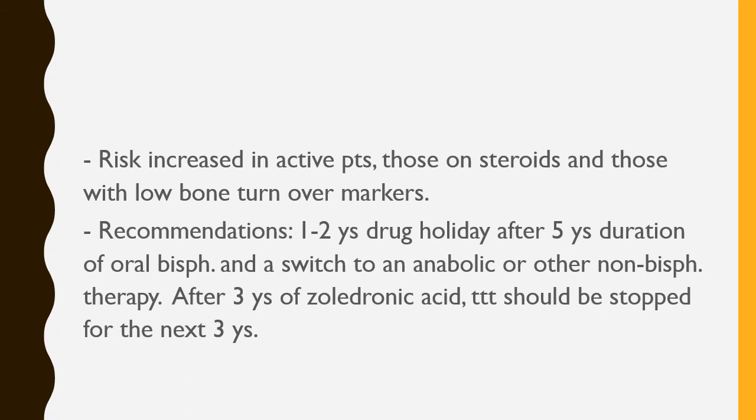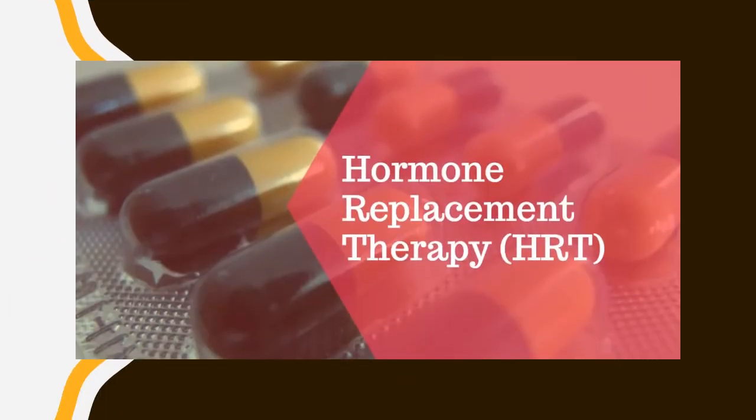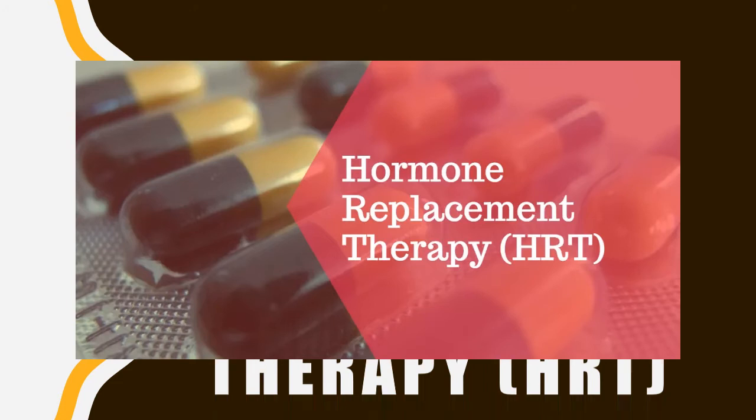Recommendations: a 1 to 2 year holiday after 5 years duration of oral bisphosphonate and a switch to an anabolic or other non-bisphosphonate therapy. After 3 years of zoledronic acid, which is taken yearly, treatment should be stopped for the next 3 years. Then we shift to another anti-resorptive agent, which is hormonal replacement therapy, HRT.